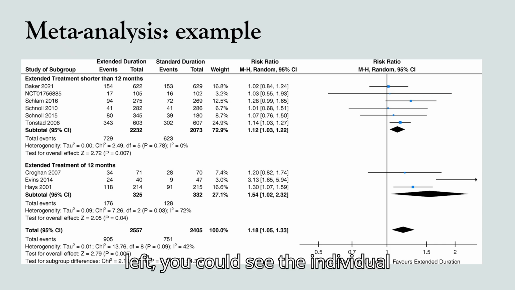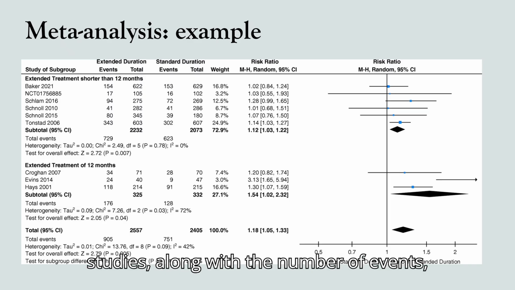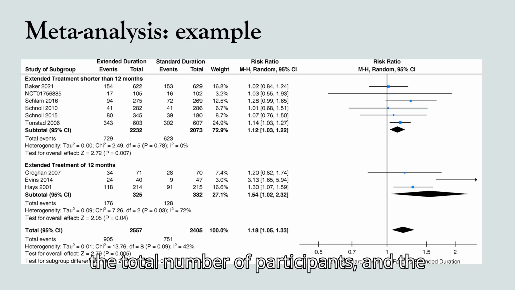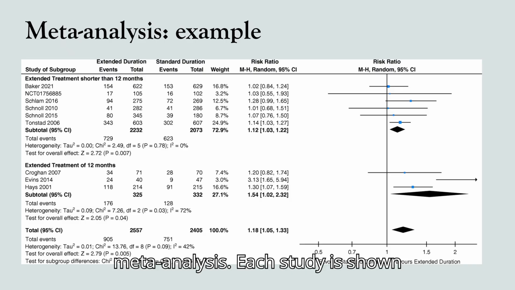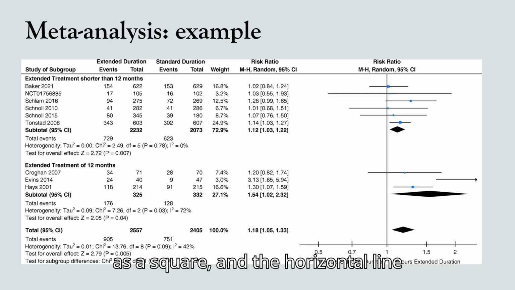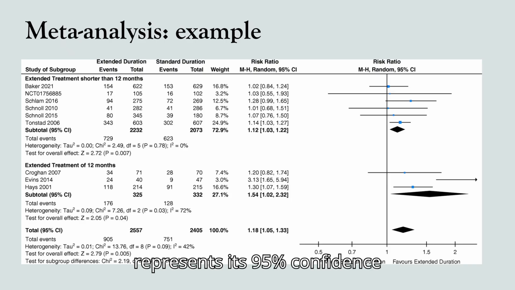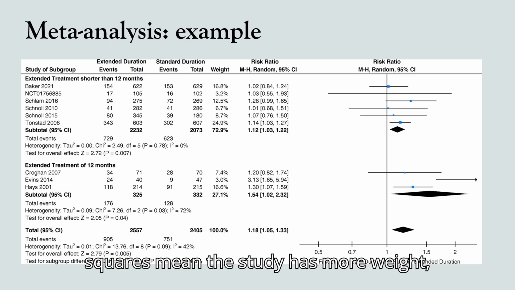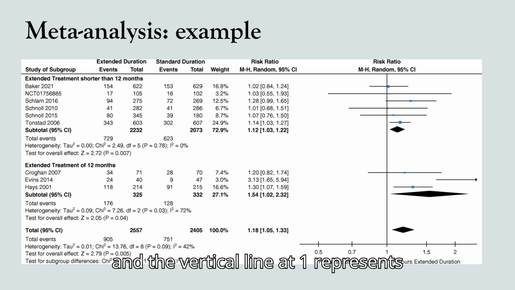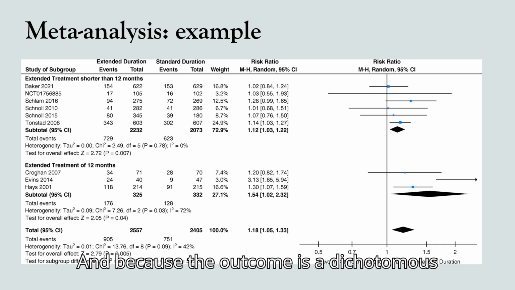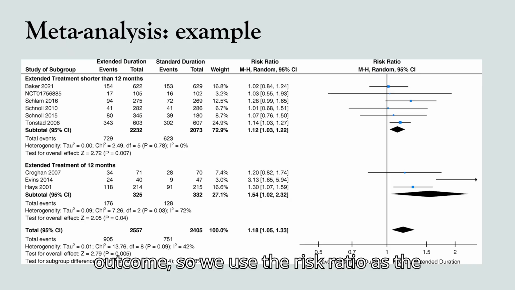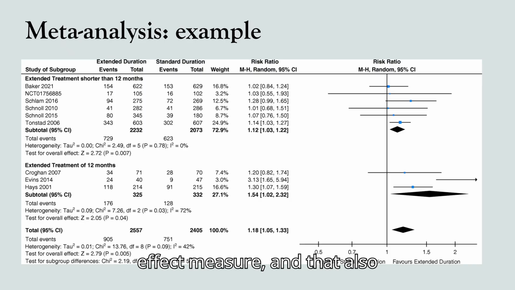On the left, you could see the individual studies, along with the number of events, the total number of participants, and the weight each study contributes to the meta-analysis. Each study is shown as a square, and the horizontal line represents its 95% confidence interval. Large squares mean the study has more weight, and the vertical line at 1 represents no difference between the two treatments. And because the outcome is a dichotomous outcome, we use the risk ratio as the effect measure. That also means when the risk ratio is 1, it means no effect.